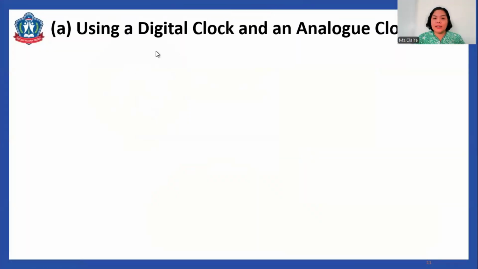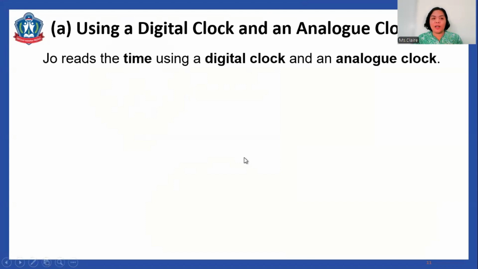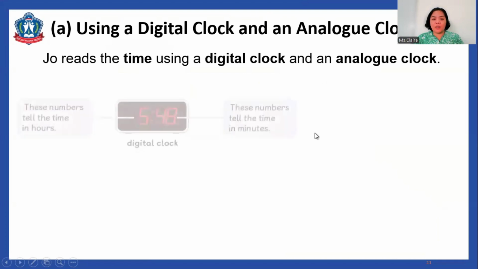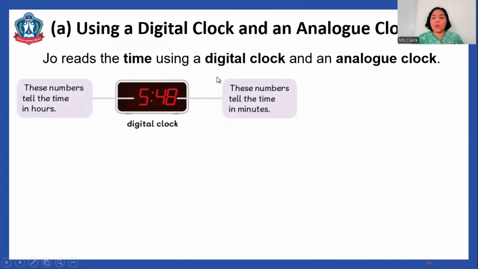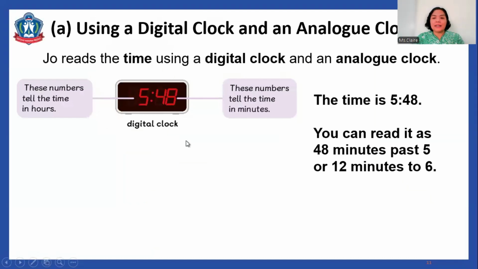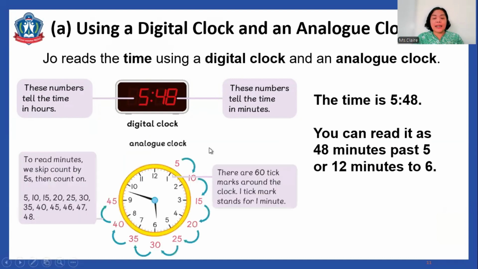Okay, I have here a digital clock and an analog clock. Joe reads the time using a digital clock and an analog clock. So this type of clock, children, that's showing only the time is what we call a digital clock. On the left side, as you can see, the number 5, that is the hour. The number 48 is the minute, and they are separated by a double dot. Okay? This time is read as 5:48, or we can read it as 48 minutes past 5 or 12 minutes to 6.